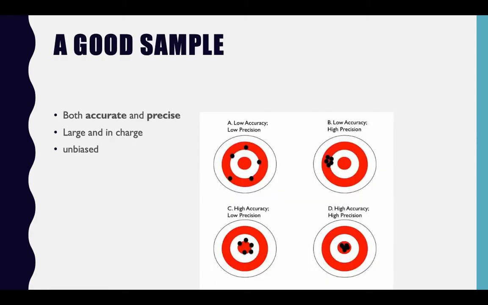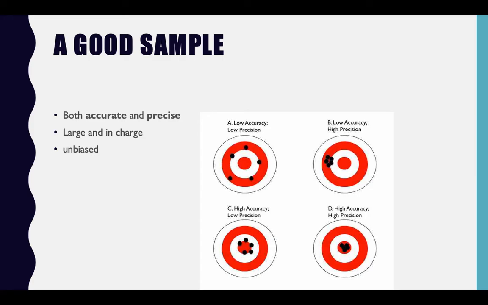A good sample is both accurate and precise. You can see that with the targets. First one is low accuracy, low precision. You can see high precision in B, so all the points are really close together, but they're not accurate because they're not hitting the bullseye. C, you'll see high accuracy but low precision, so the points aren't very close to each other, but they are all around that bullseye. So they're accurate, but they're not precise. And then D is high accuracy, high precision.